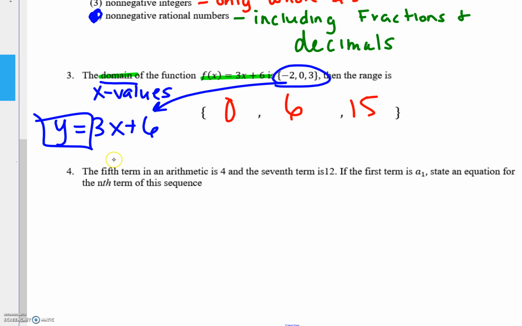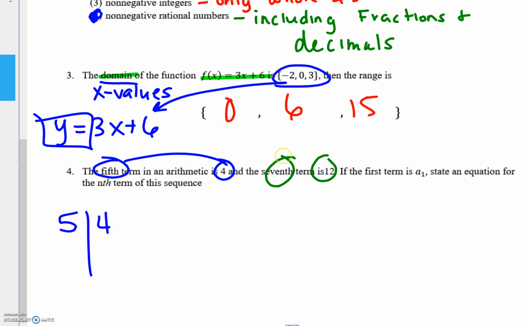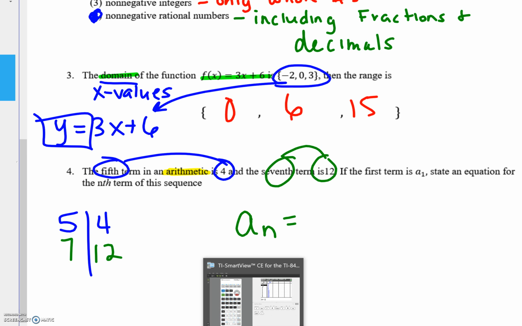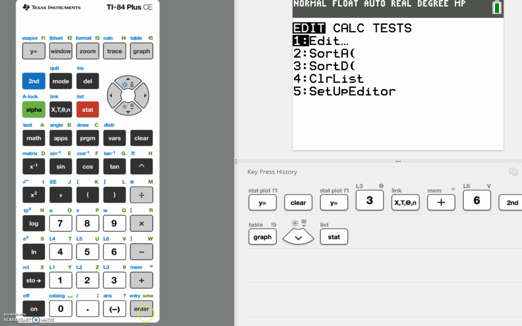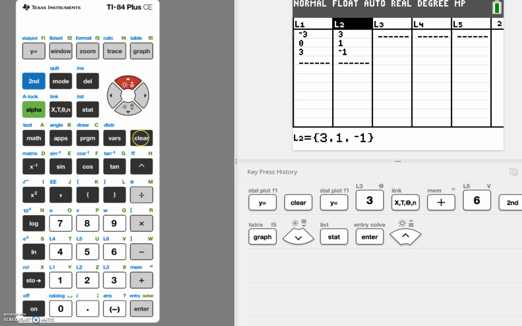For 4, it's saying the fifth term of an arithmetic sequence is 4. So the fifth term is 4. The seventh term is 12. When I see the word arithmetic, I'm thinking linear function. So since I'm trying to come up with the equation of a line, I'm going to use my calculator, the stat edit sequence. So I'm just going to set up the problem a of n. And we know stat edit enter. I want to clear my list.